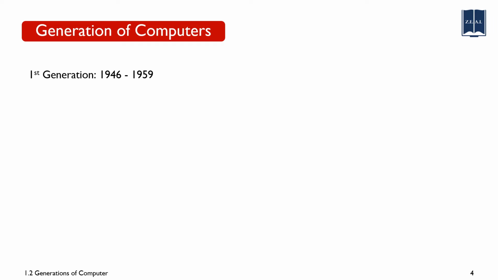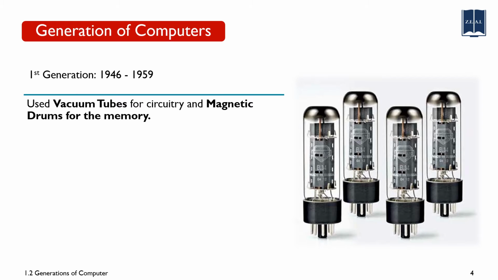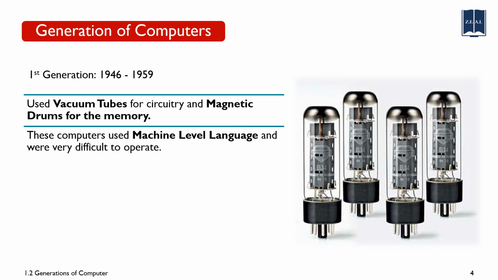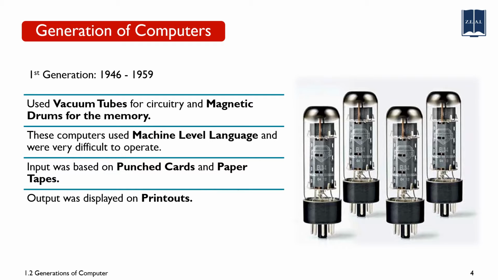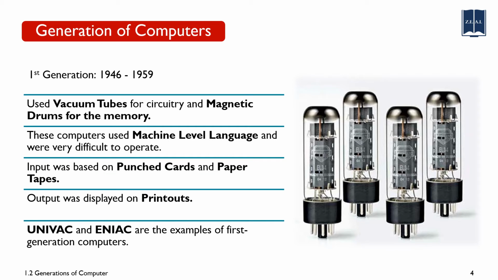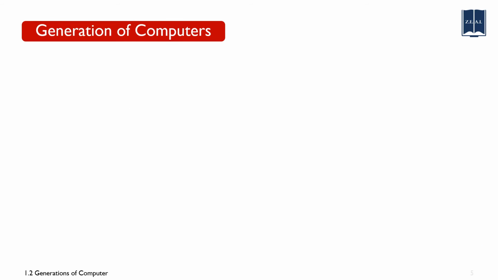The first generation computers used vacuum tubes for circuitry and magnetic drums for memory, and were often big, taking up an entire room. First generation computers relied on machine language to perform operations, and they could solve only one problem at a time. Punched cards and paper tape were used as input devices, and output was displayed on printouts. The UNIVAC and ENIAC computers are examples of first generation computers.